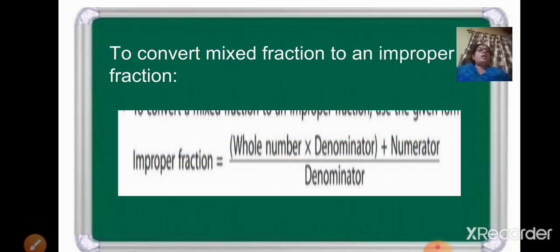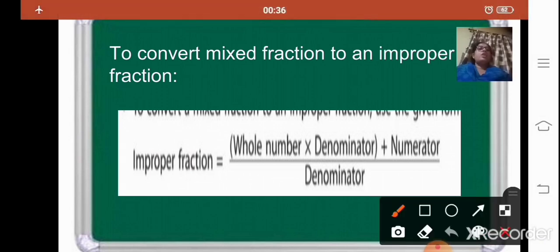Now how to convert a mixed fraction to an improper fraction? To convert a mixed fraction to an improper fraction, you have to use a formula: multiply the whole number by the denominator, plus the numerator, divided by the denominator.